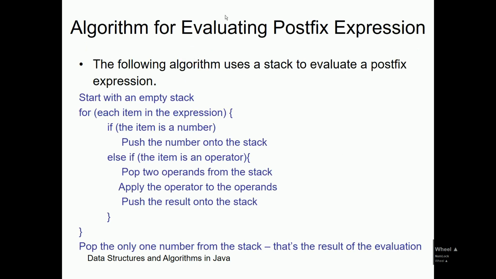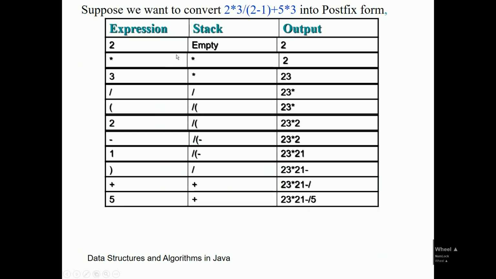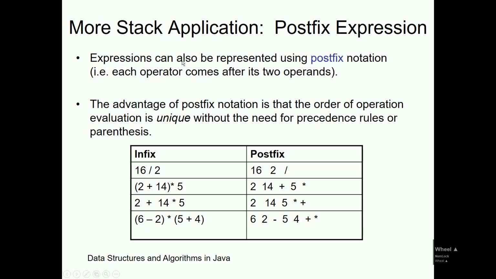Yes. About the previous example. Which one? This one? The one with the 2 plus 14 multiplied by 5. Yes. How does it know that we want to multiply the 14 and the 5? We would like to do what? Multiply the 14 with the 5.